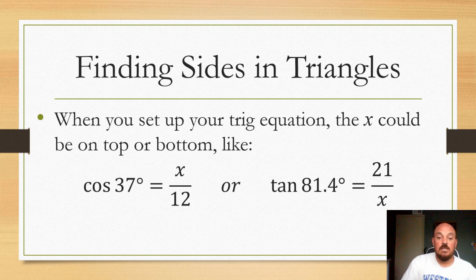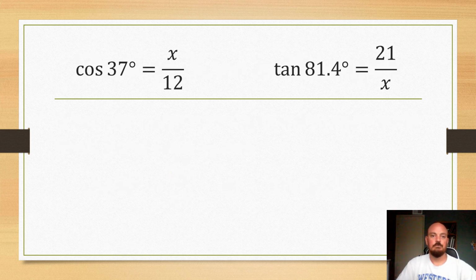Now the difference here is that in the first one, the x is on top. When x is on top of the fraction, that actually makes the question a little easier. In the second one, the x is on the bottom, and that takes one extra step to solve. So let's actually, on the next slide, we're going to work these two out. We're going to take these two equations and solve each one for x, and then we'll talk about a little bit of a shortcut on the second one. So here's our same two equations.